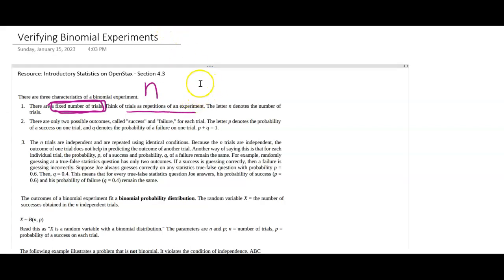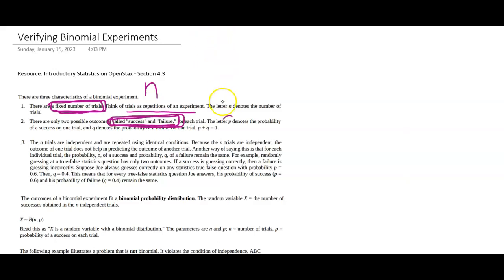All right, this video is going to introduce you to binomial experiments and how we verify whether or not a situation is binomial. So the first verification that you would need to look at is whether or not there's a fixed number of trials. So you'll be given some kind of n, and these trials are repetitions of the experiment that's going on. There's also only two possible outcomes, success and failure.